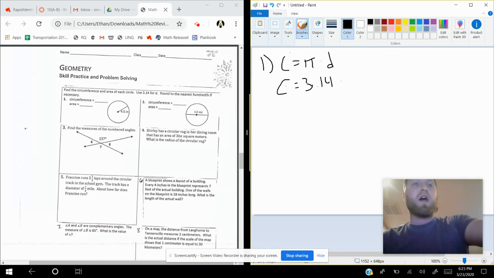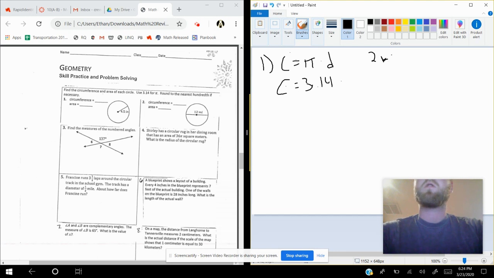And we know what diameter is, right? Diameter goes from side to side, passing through the center. But in this case, number one, we are given the radius. Radius is 4.5 inches. So I'm sure you guys can remember how many radius make up a diameter? Well, 2 radius.